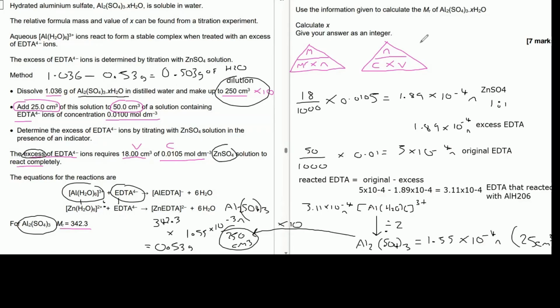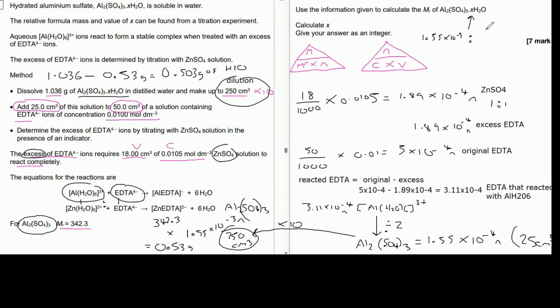So how does this help us work out what X is? If we just look at mass for mass, it's almost a one-to-one in terms of mass, right? Because I've got 0.53 grams of aluminium sulfate and I've got 0.503 grams of water. However, that doesn't tell me what X is because X is going to be telling us the ratio of the moles of aluminium sulfate to the moles of water. So I need to compare my moles of aluminium sulfate, which is 1.55 times 10 to the minus 3, to my moles of water. Well, what are my moles of water?